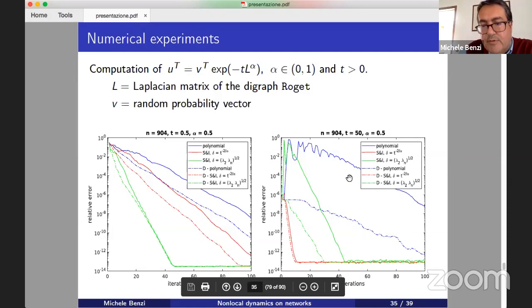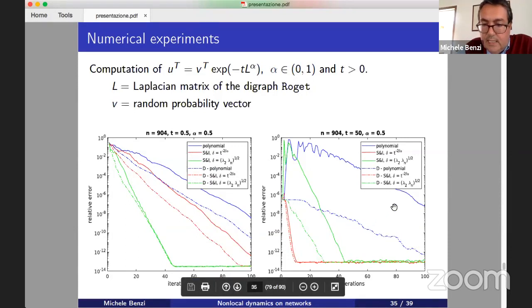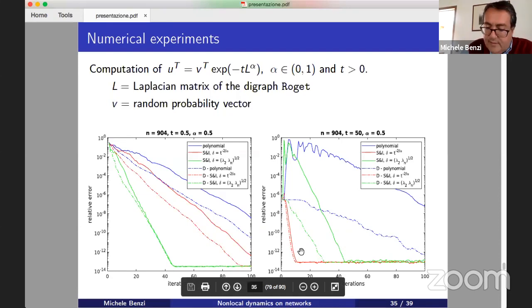When we go to large times, interestingly, here removing the singularity of the Laplacian is essential. We have a very sudden growth at the beginning. Probably some rounding errors get into the null space and get amplified before we start seeing the convergence. Removing the singularity removes this jump, but we still have very slow convergence. And you can see that all the rational methods do much better, and in particular the ones with the choice suggested by Moret and Novati, in this case, converge very, very fast.